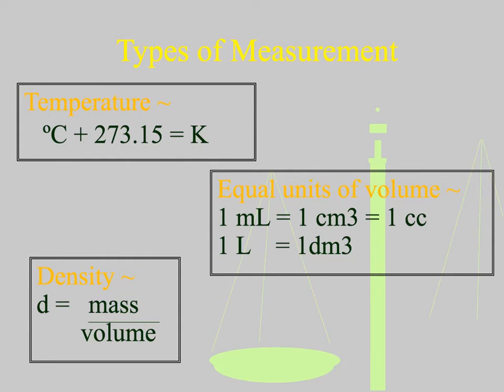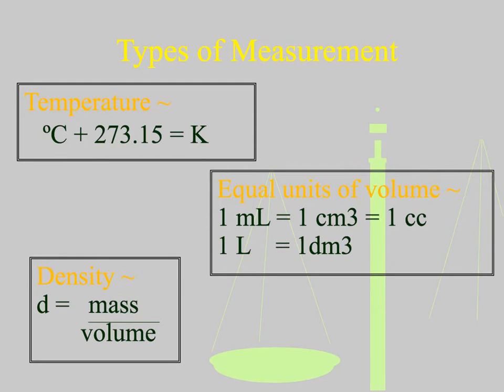Okay, and vice versa. If you're given Kelvin and you need to find out your degrees Celsius, instead of adding, you would take your Kelvin temperature, subtract 273.15, and you'll get your degrees Celsius. Okay. Another thing I need you guys to know, you just need to memorize this. Put this in your head.